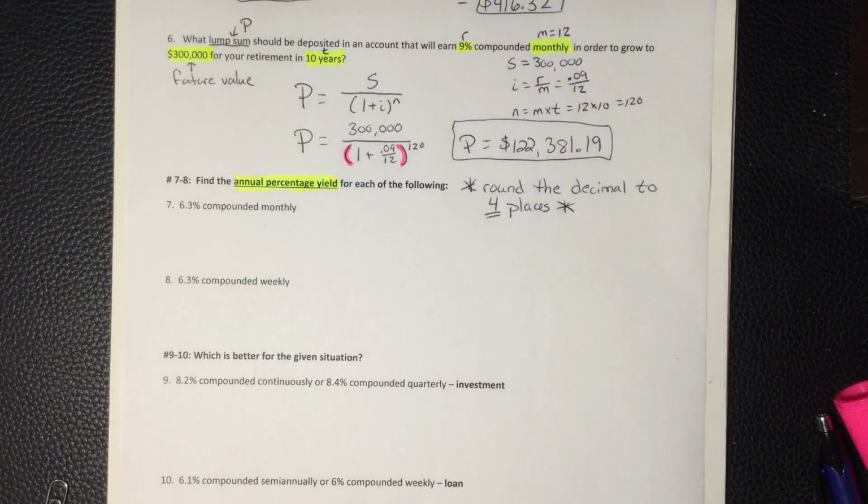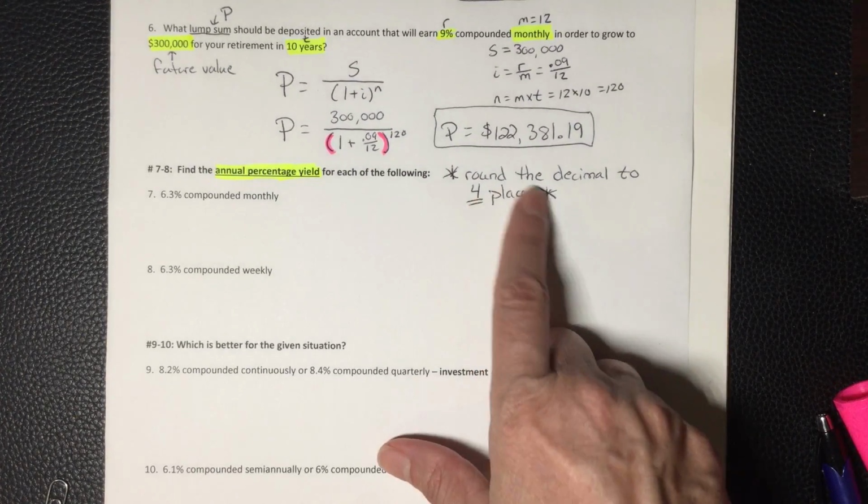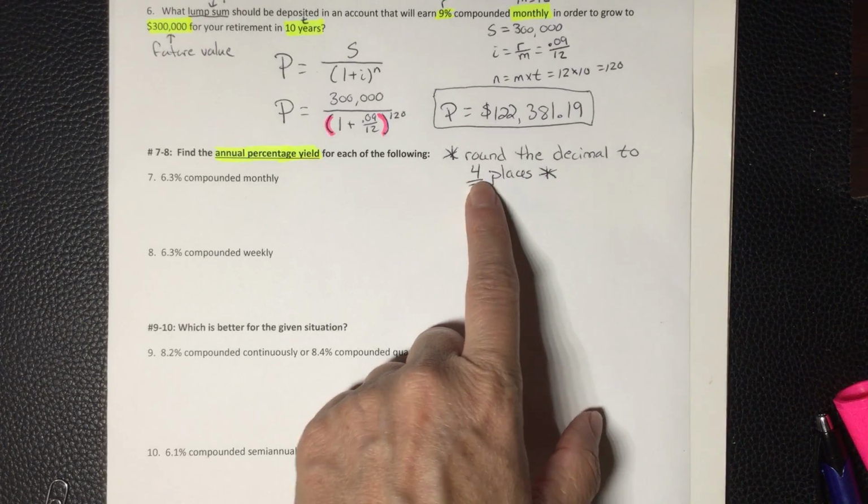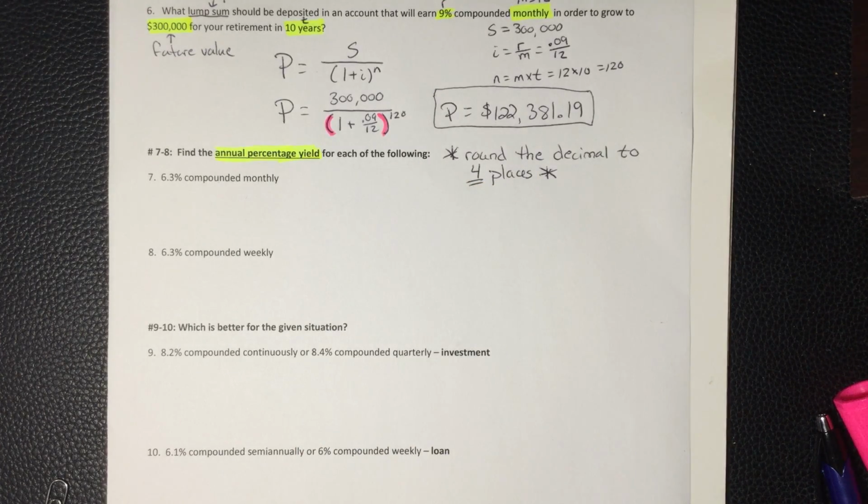If we take a look at number 7 and 8, notice I made a note over here. We want to round this decimal to 4 decimal places. The reason is we're going to change it to a percent, and we want our percent rounded to 2 decimal places. So it's important that you have at least 2 places after it's been changed to a percent. So always do at least 4 places for the decimal.